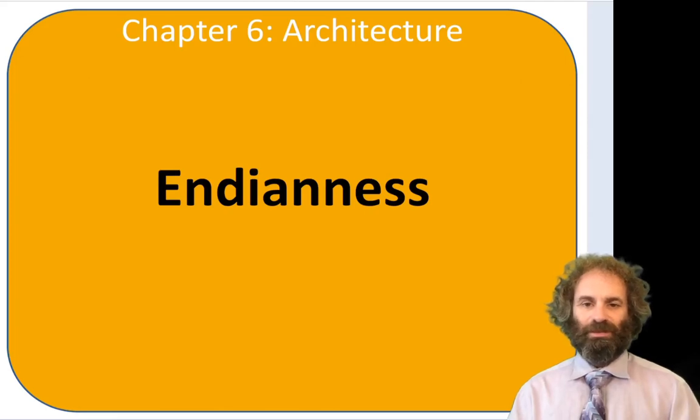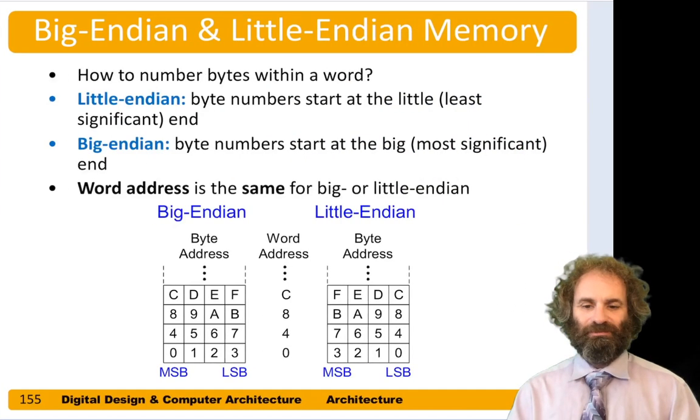Hello! In this video we'll talk about endianness. So earlier we had mentioned that memory is byte addressed, and the question is, how do we number the bytes within a word? So there are two orders called Little-Endian and Big-Endian.